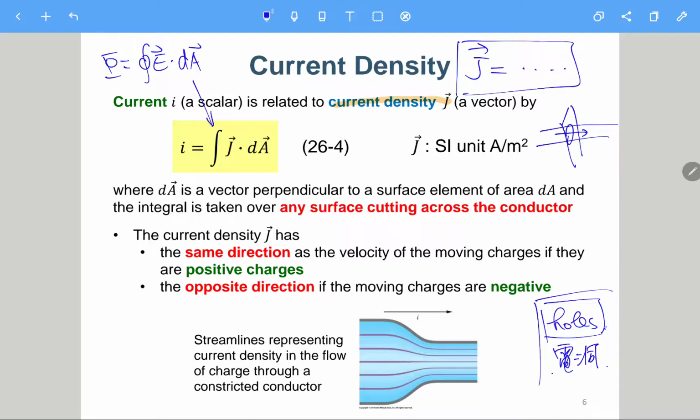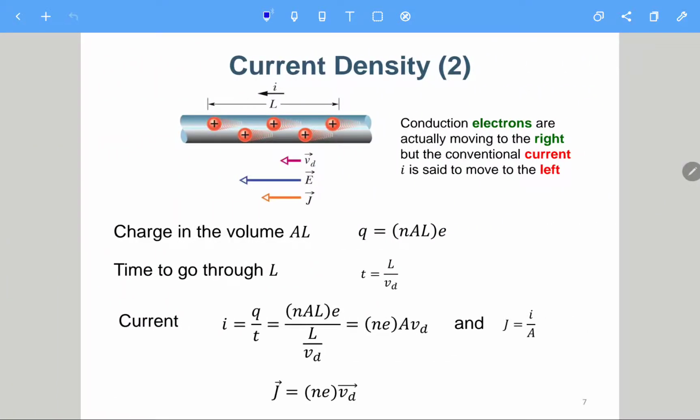Okay, so this is called a streamline. This is a streamline representing the current density in the flow of charge through a constricted conductor. One point to mention is that the current has direction, but it is not a vector. Although you can tell the current has a direction, it is not a vector. The current density is a vector. It's a vector field. So we have an inner product with dA, and then take the surface integral. Okay, so far any questions?